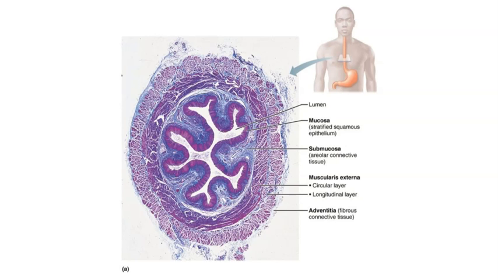The submucosa contains blood vessels in its areolar connective tissue, and those vessels serve to nourish the mucosa as well as the muscularis externa. The final layer, which is called the adventitia around the esophagus, is a tough, fibrous connective tissue that serves to anchor the esophagus to nearby structures like the trachea.